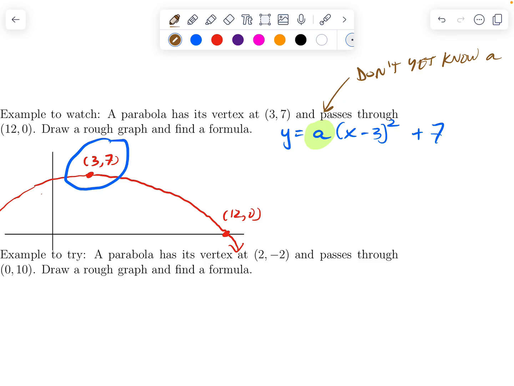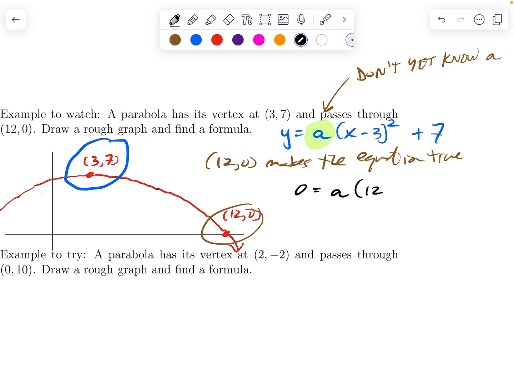But I can solve for A because I know another point on this graph. So what I will now do is say, well, (12, 0) makes the equation true. To be on the graph means you make the equation true. If you make the equation true, you're on the graph. So let's insert those values. Everywhere I see x, I'll write 12. Everywhere I see y, I'll write 0. And it looks like 0 equals A times (12 minus 3) squared plus 7.